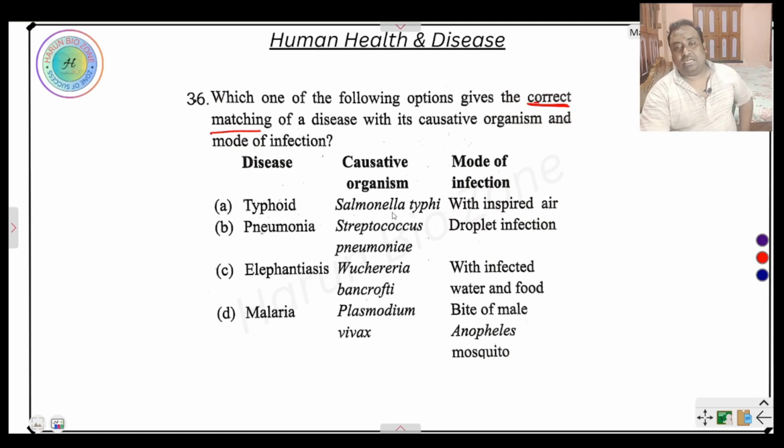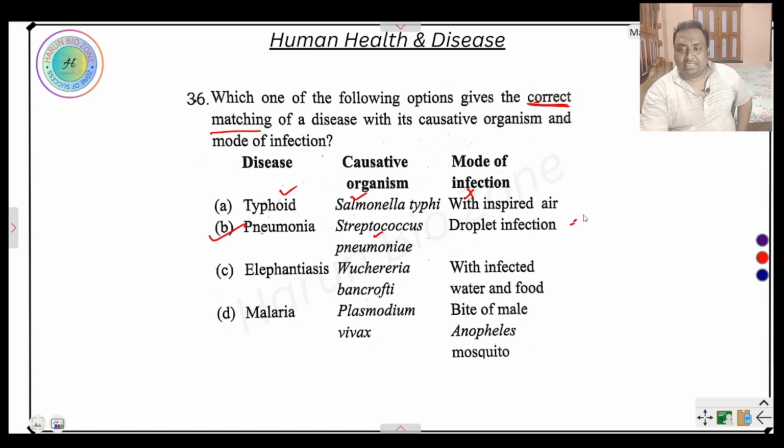Typhoid. Typhoid means Salmonella typhi. Not with inspired air, because Salmonella typhi is contaminated through infected vegetables and water. So here this option is incorrect. Pneumonia, Streptococcus pneumoniae and droplet infection. Pneumonia, Streptococcus pneumoniae, droplet infection. This is the correct option.